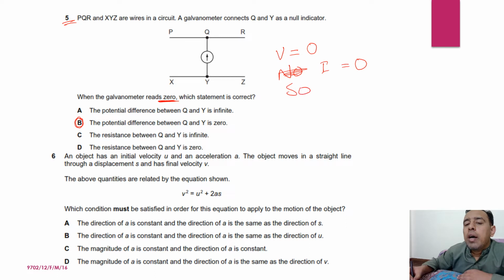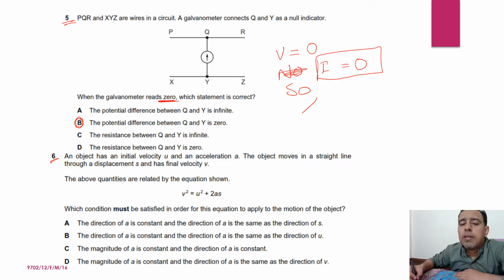So I is 0. And if I is 0, it means there is no current to be detected by the galvanometer. Anyhow, question number 3. To solve this question, the equation is given, which is actually the third equation of motion. Which condition must be satisfied? This "must" is written in a bold letter.